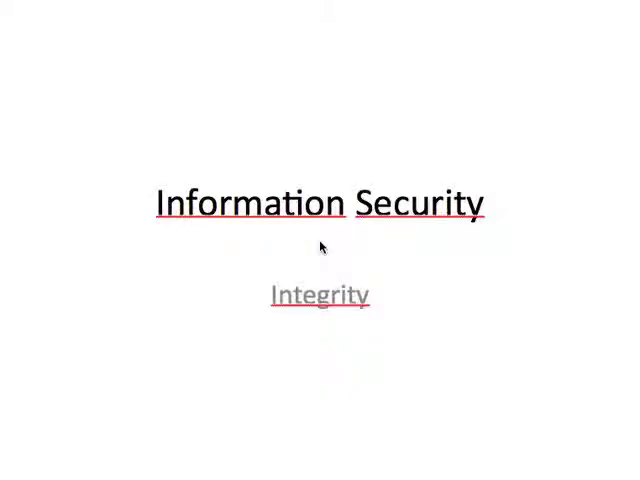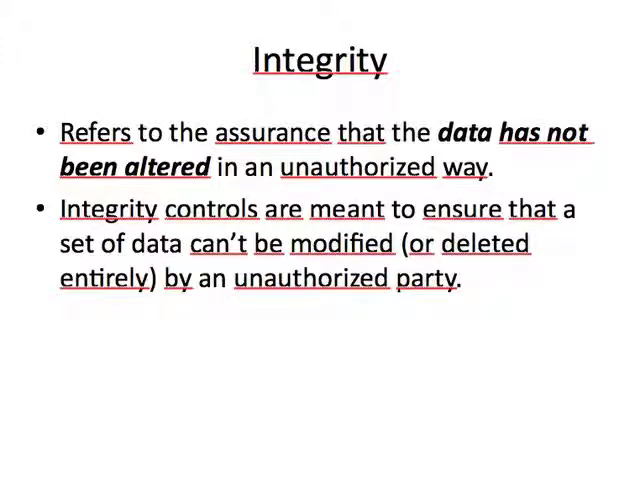So, hello again. The second part of the CIA triad, integrity. Basically, integrity means the assurance that our data or information has not been altered in an unauthorized way. So nobody who shouldn't be able to access or modify our data should have access to it. And we use different integrity controls to ensure that our data cannot be modified or deleted.